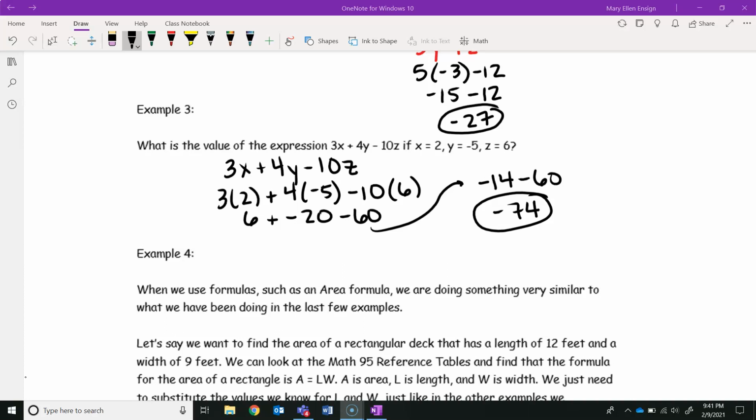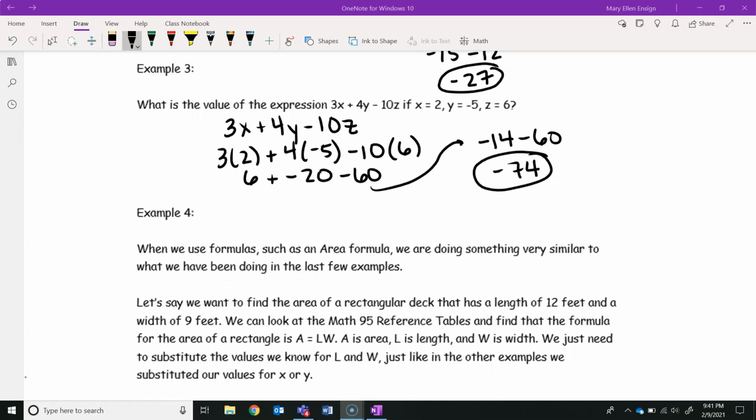So 3 times x becomes 3 times 2. 4 times y becomes 4 times negative 5. And 10 minus 10 times z becomes minus 10 times 6. So I then multiply, then add and subtract from left to right and get negative 74.